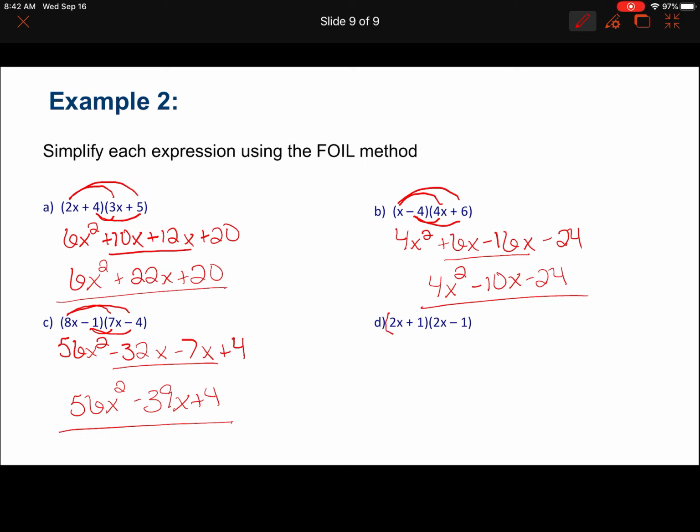And our last one, looks like I forgot a parenthesis right here. I'll add that in. 2x plus 1 times 2x minus 1. So FOIL this. 2x times 2x is 4x squared. 2x times negative 1, minus 2x. Inner, positive 2x, and our last, negative 1. This time, these two middle ones cancel each other out. So our final answer, 4x squared minus 1.